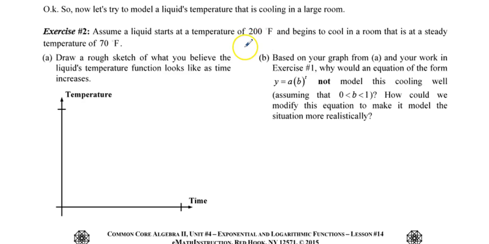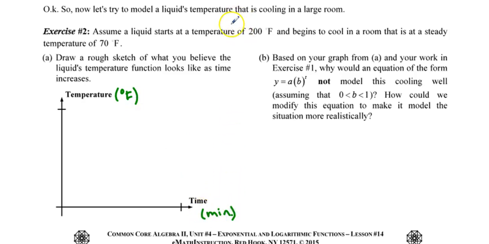And let's draw what we think the rough sketch might be and put some numbers on here. Put some numbers on the x and the y axes and play the recording when you've got a sketch of what you think it will look like as time increases. Okay, so hopefully you made this sketch. At this point, this is going to be temperature in degrees Fahrenheit. This is time measured in minutes.